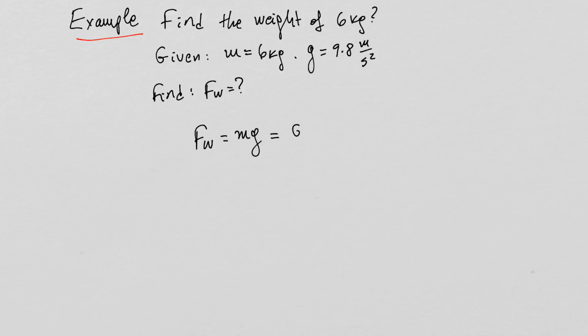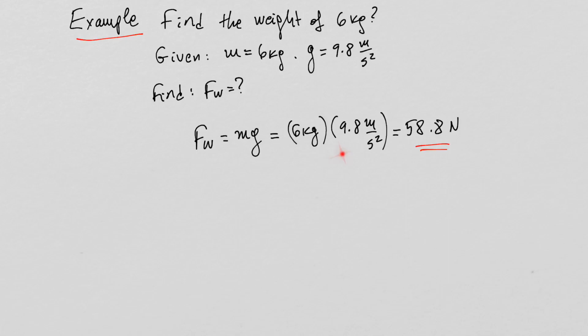So that would be 6 kilograms times 9.8 meters per second squared. This would be equal to 58.8 newtons. And so this is the weight of this mass of 6 kilograms. So notice that here the mass, as we already said, is a constant quantity, doesn't change.